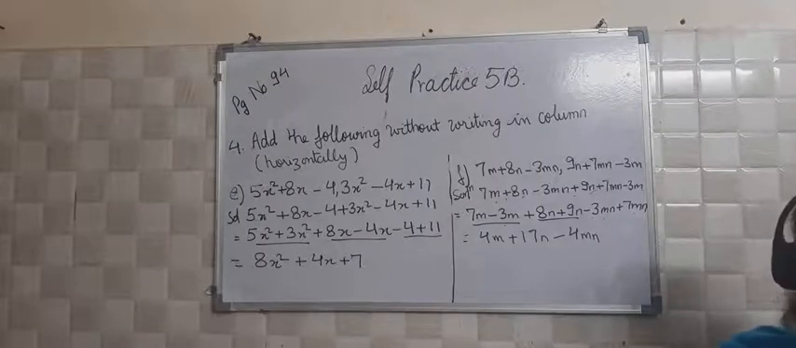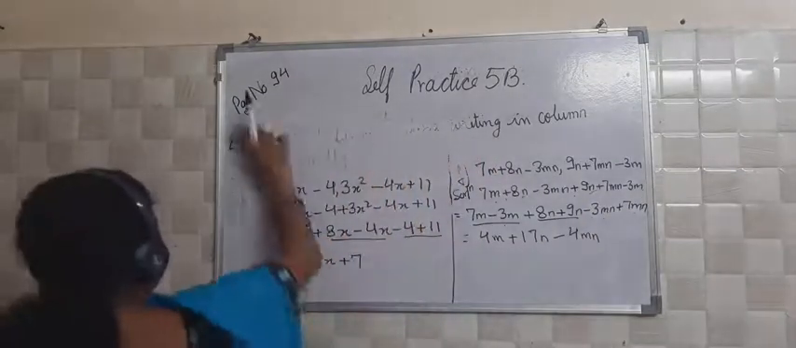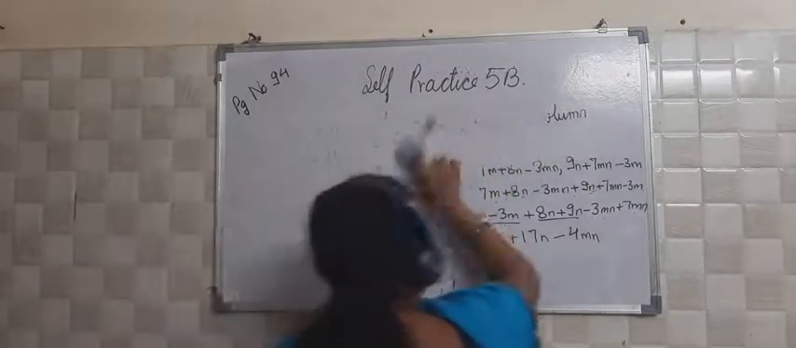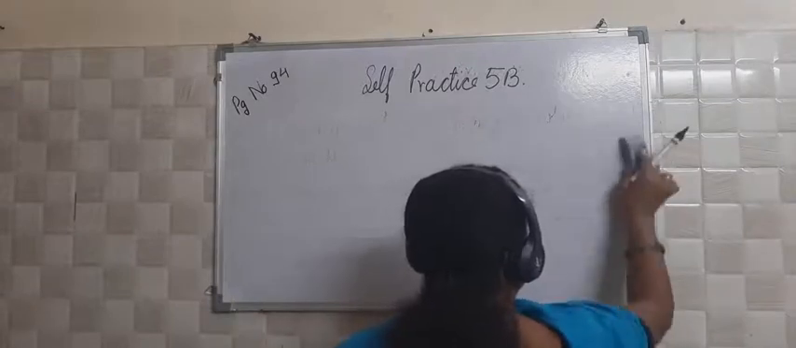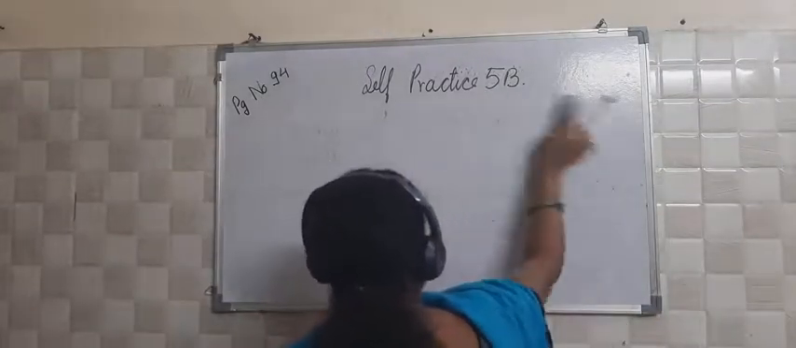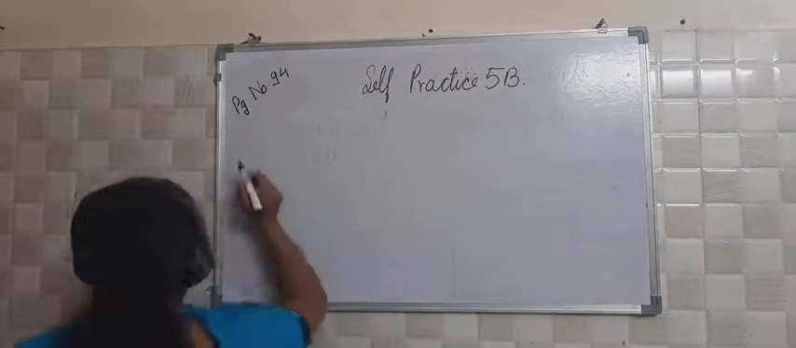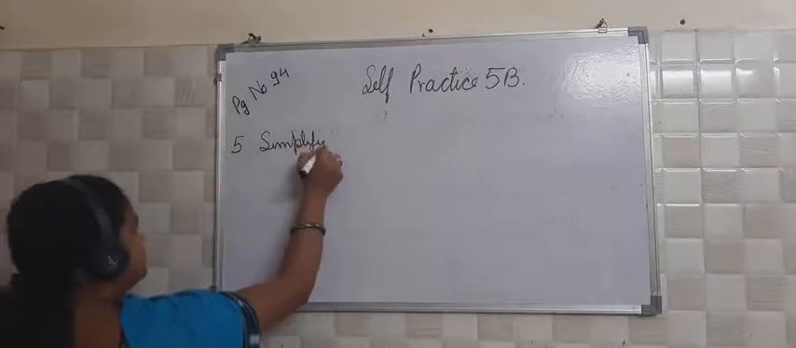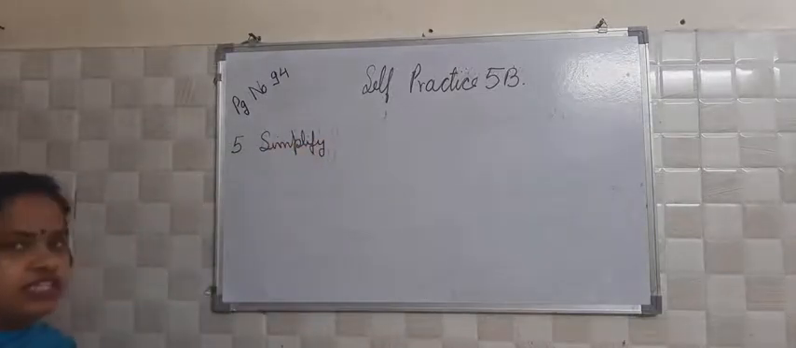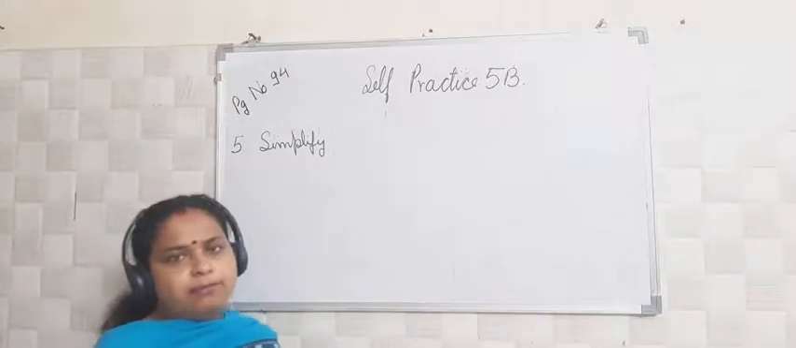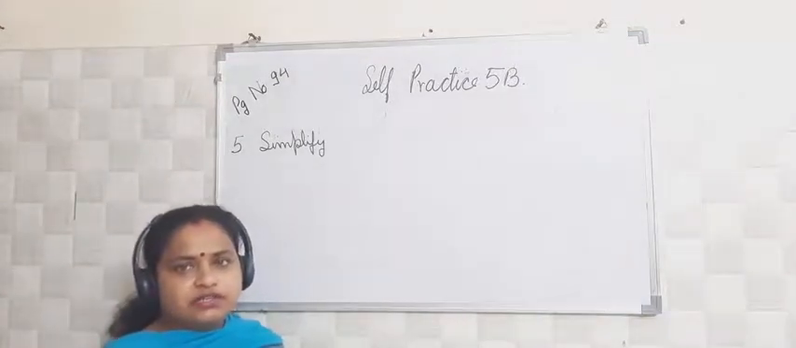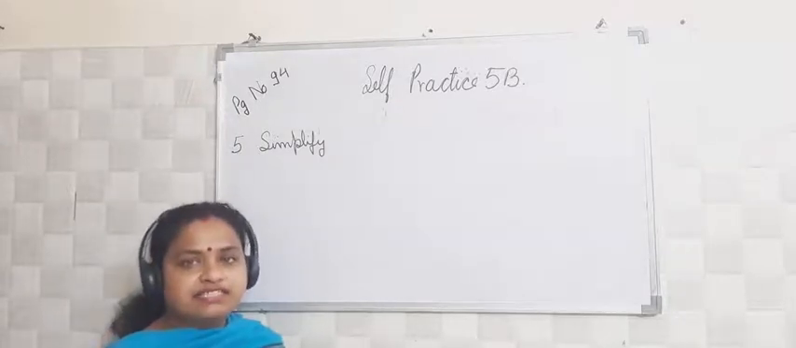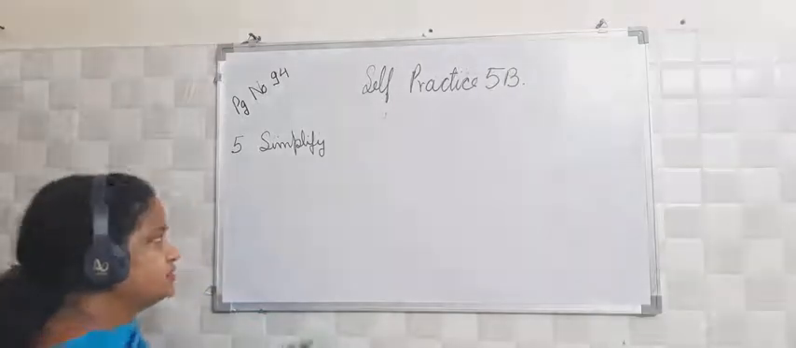Question number 5. Simplify. So in this question you will see only one expression is given, but variables are at different places. So what you will do? You will collect every variable at one place and then you will solve. Now see how.